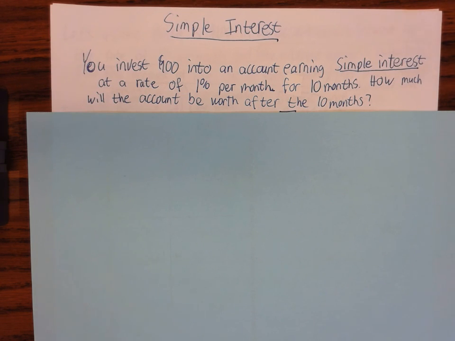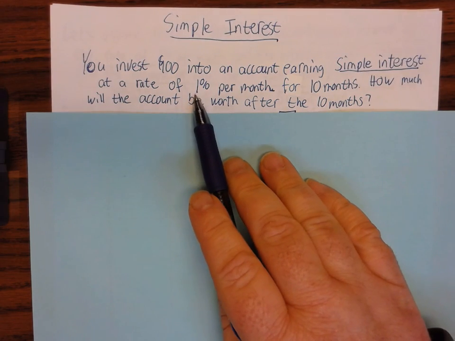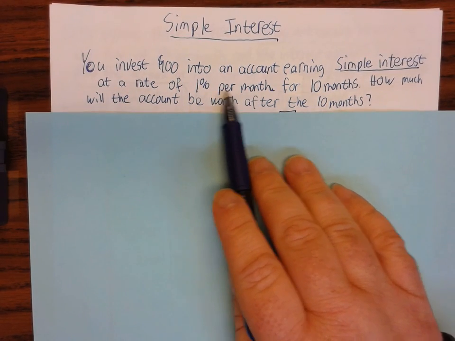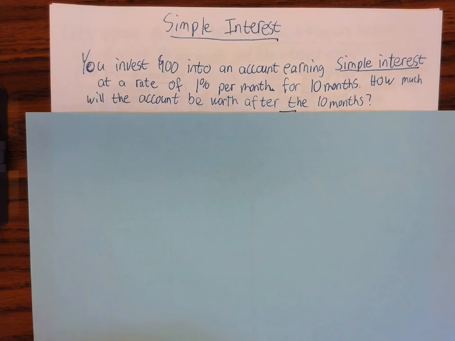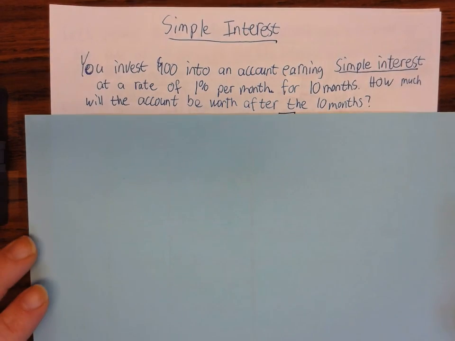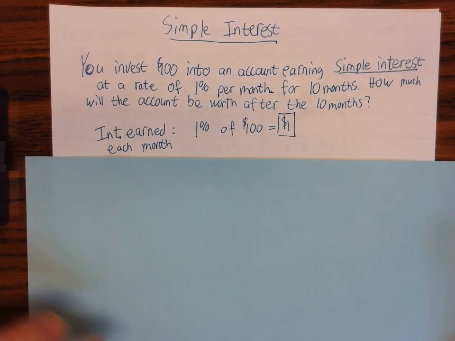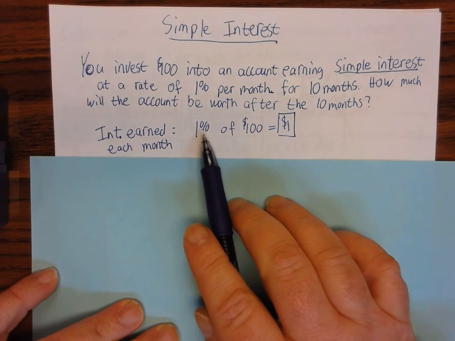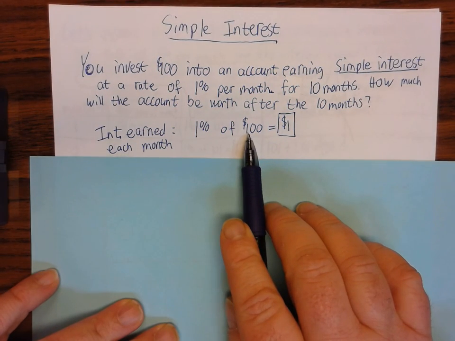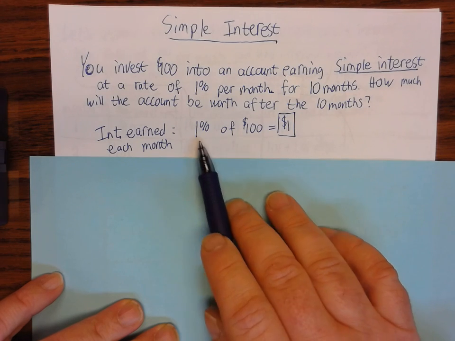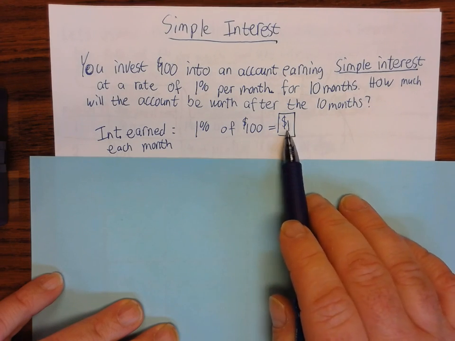So you will get your principal back plus the interest it earned. And notice it says it's earning 1% per month. So the interest earned is 1% every month. Okay? Well, with simple interest, the interest earned each month is going to be 1% of your investment. And since we're investing $100, 1% of $100 is $1.